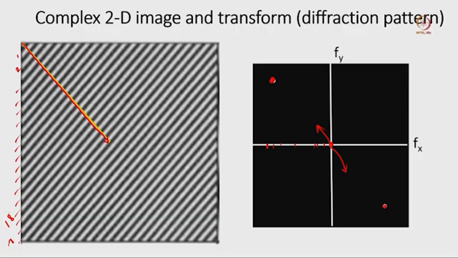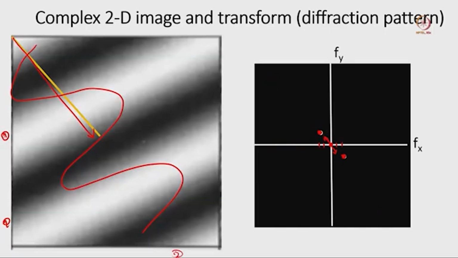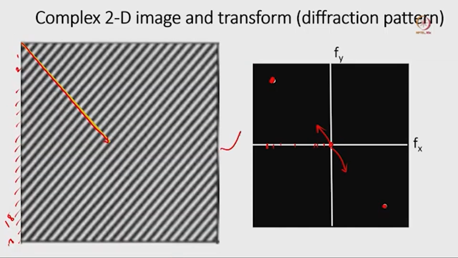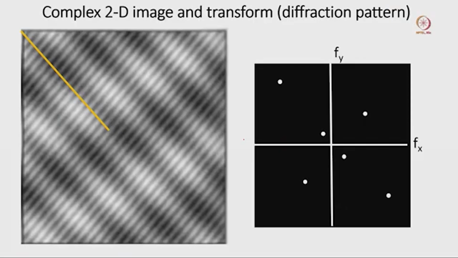Now if we merge two types of wave, this wave and this wave together, what kind of images do we get?